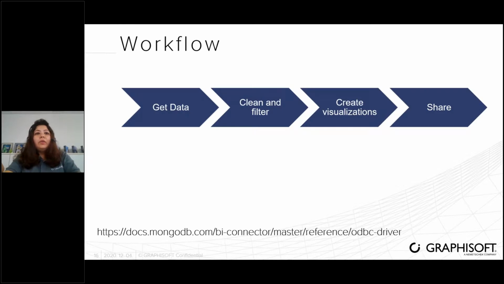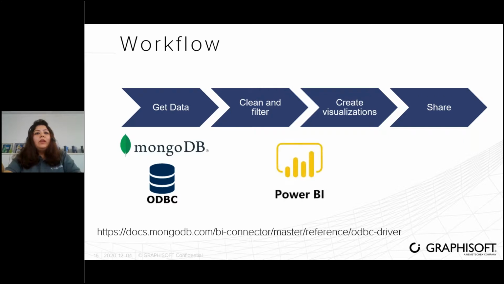Let's have a look at the workflow. What we are looking at here is that the information is already stored in MongoDB, and we will have to install a connector, which is ODBC in this case. So what exactly is ODBC? ODBC is a connection between MongoDB and Power BI. It enables the flow of data from MongoDB to Power BI. And there's a link below where you can find the information about downloading ODBC for this purpose. The next step would be to clean and filter the data after it comes into Power BI and create the required visualizations for the purpose of sharing.